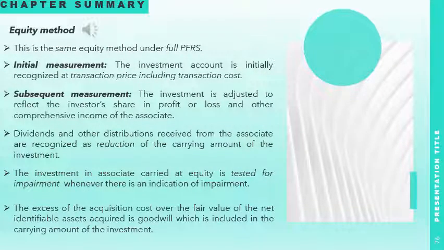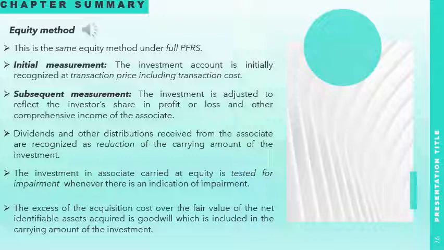So, dito naman sa equity method, same lang yung provisions niya under full PFRS. And ang initial measurement daw dito is the investment account is initially recognized at transaction price including transaction cost, just like the cost model. And ang subsequent measurement naman is the investment is adjusted to reflect the investor's share in profit or loss and other comprehensive income of the associate. Dividends and other distributions received from the associate are recognized as reduction of the carrying amount of the investment.